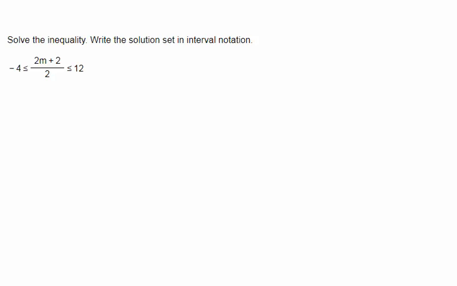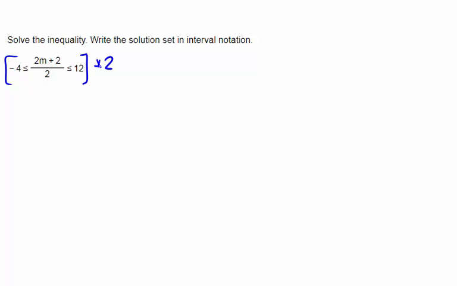So our second problem gives us the inequality negative 4 is less than or equal to (2m + 2) divided by 2, which is less than or equal to 12. And so again, our first goal here is to get rid of the fraction. We're going to do that by multiplying by our denominator. So we're going to multiply all three parts of this inequality by 2.